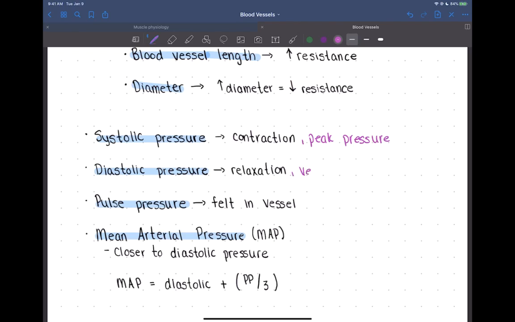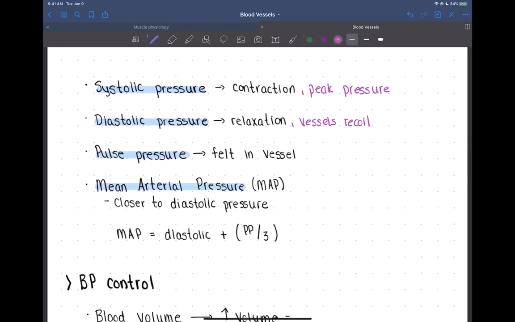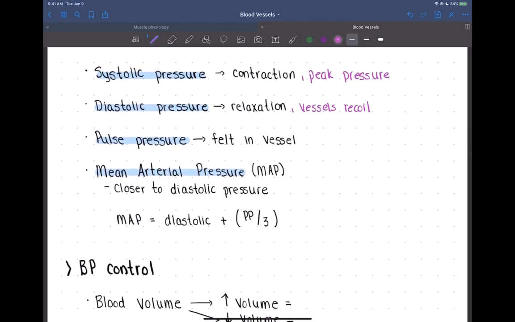And so the vessels recoil and relax. All right, so you can actually feel that change in pressure going from that systolic peak pressure when the heart contracts to the diastolic relaxed pressure. You can feel that if you just place your fingers over a blood vessel, and that is called pulse pressure, right?